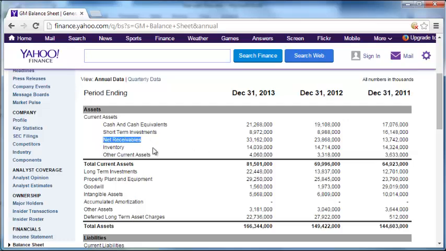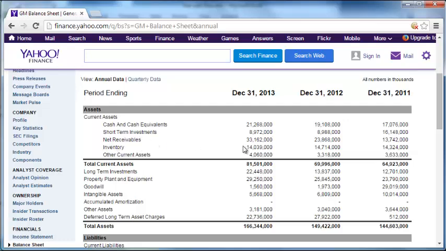Receivables are an example of current assets as well. Receivables are nothing but money that is owed to the company by its customers who have not yet paid for it. So for example, General Motors sells a few cars to its dealers and those dealers say, okay, I'll pay you in say 30 days or 60 days or 90 days. So all those amounts that are due to General Motors but not yet have been paid are included in receivables.